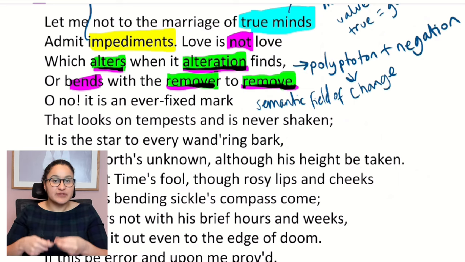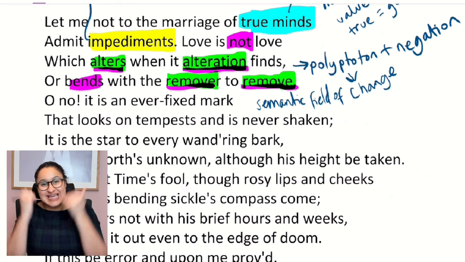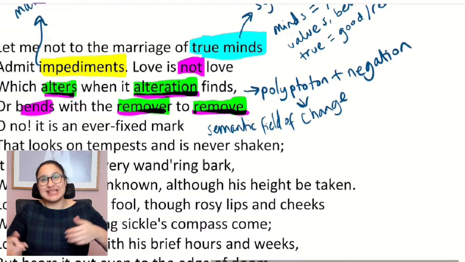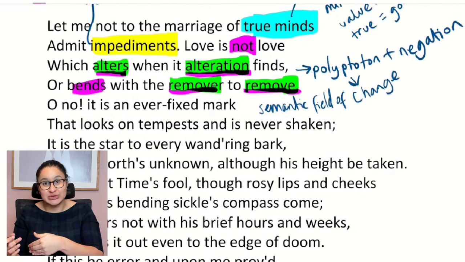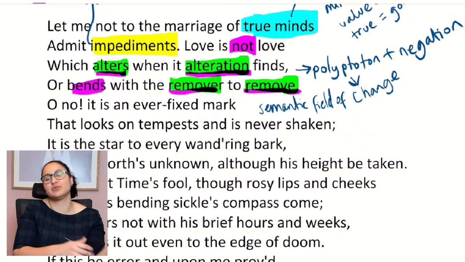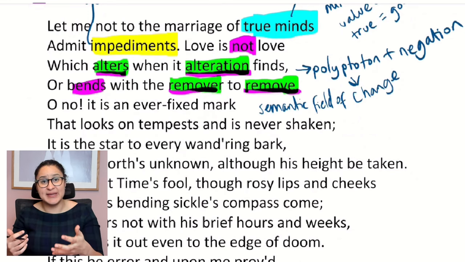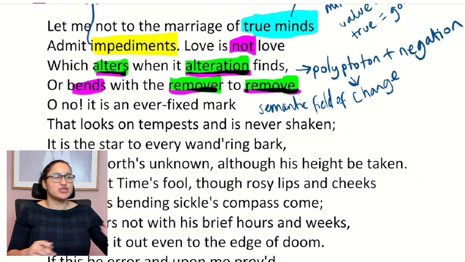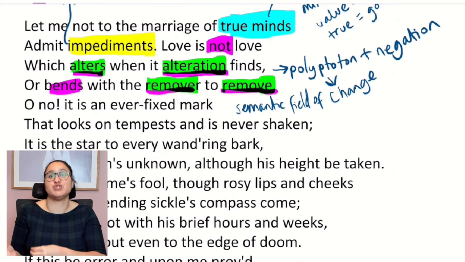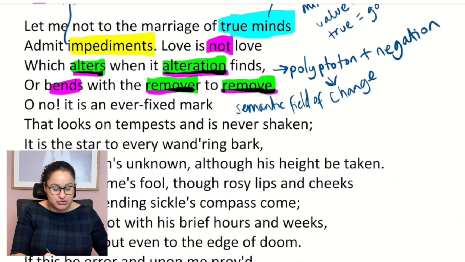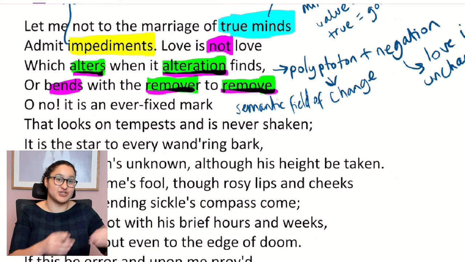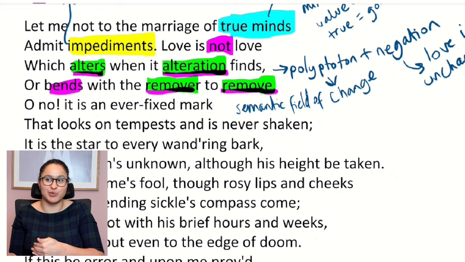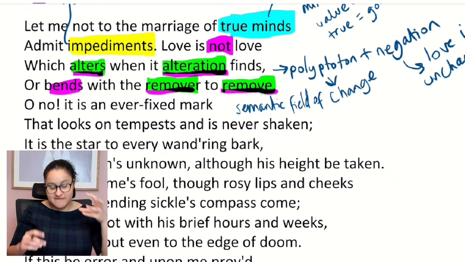So when we've got this semantic field of change in the polyptoton being negated, what it does is create the opposite meaning to the words, right? Like when you say you're not cold, you mean the opposite of cold. When you say you're not happy, you mean the opposite of happy. So to have the semantic field of change be negated, he essentially creates the opposite meaning about love. Love is constant. Love is unchanging. So by exploring what love is not, he also is able to explore what love is. So that's our first quatrain.